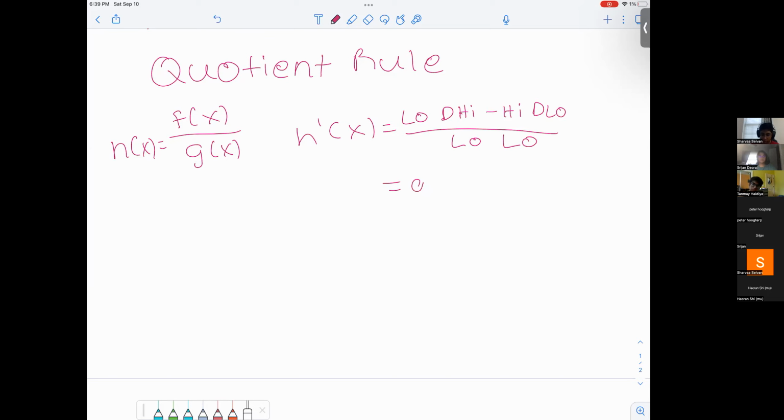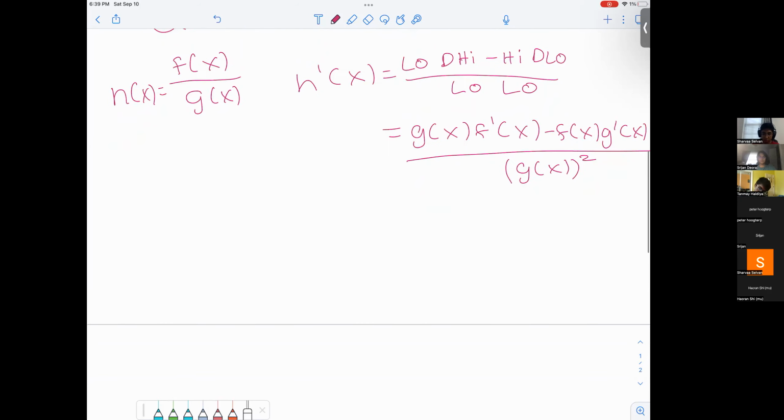So low is g of x, d high is going to be the derivative of the upper function, so f prime of x, minus high d low, so minus f of x, the higher function, times the derivative of the lower function, which is g of x, so g prime of x, all over low low, which is g of x squared. Mathematically, you can remember it as low d high minus high d low all over low low, or all over low squared. So let's try an example using this formula.